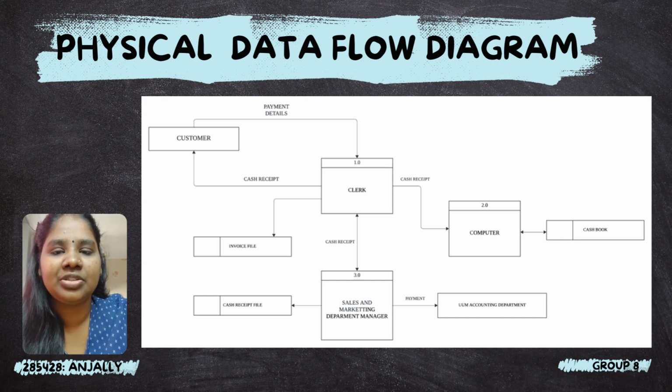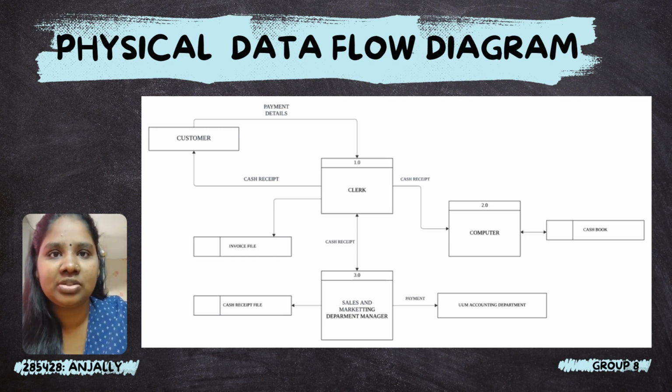Next is about the cash receipt physical data flow diagram. The process begins when a customer provides payment, and this is represented in the diagram as payment details. Payment details are received by a clerk, represented as 1.0 in the diagram. The clerk's role is to process the details and create a cash receipt.